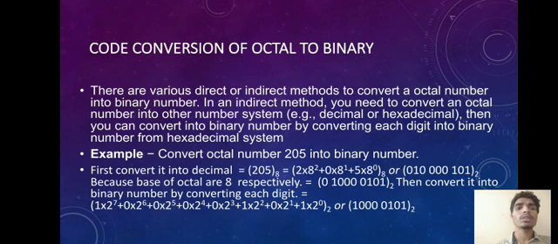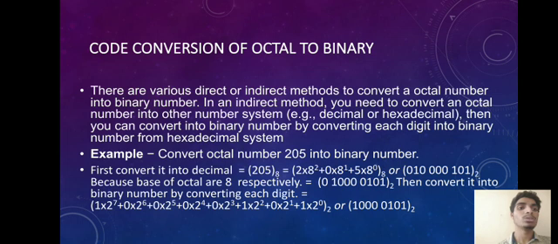Example: convert octal number 205 into a binary number. First convert it into decimal. 205 base 8 equals 2 into 8 to the power of 2 plus 0 into 8 to the power of 1 plus 5 into 8 to the power of 0, base 8, or 133 base 10, which equals 10000101 base 2.